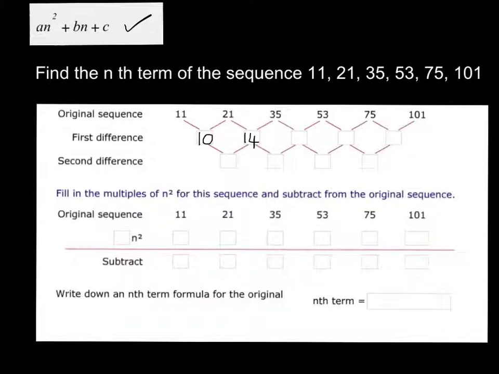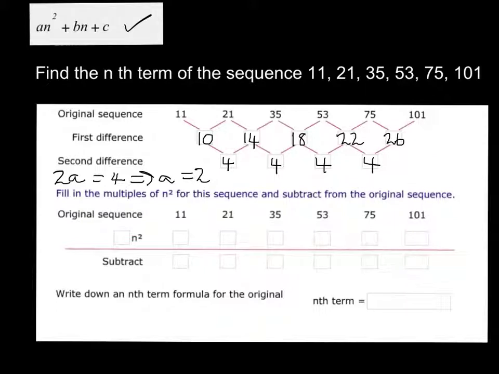Then we have 14, 18, 22, 26. And let us find the second difference now. That gives us 4, so we get a constant 4. Since we know previously that the second difference is equal to 2a, we have 2a equals 4. So we need to find a, which implies that a equals 2.